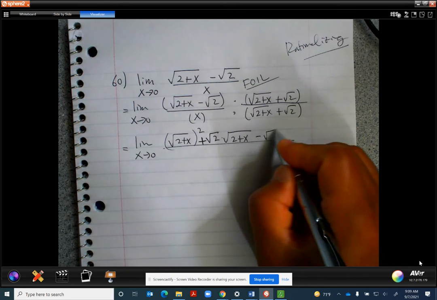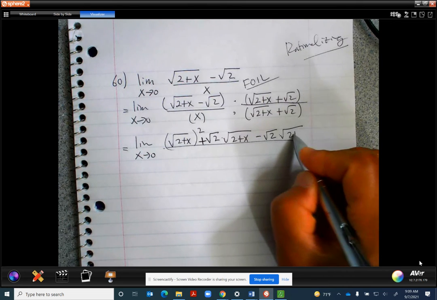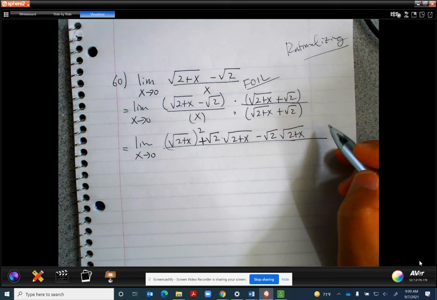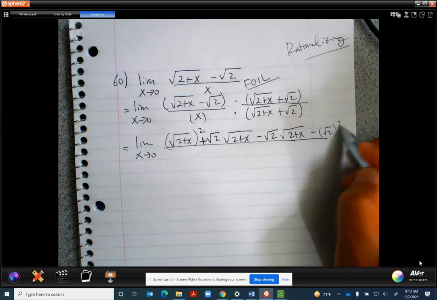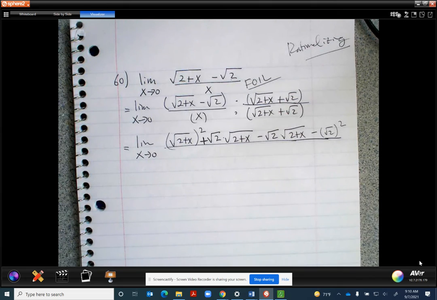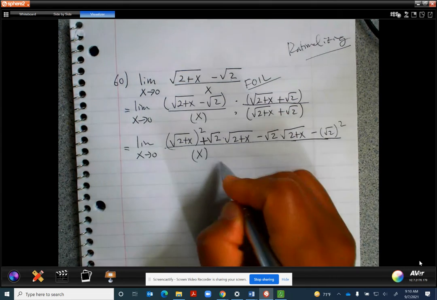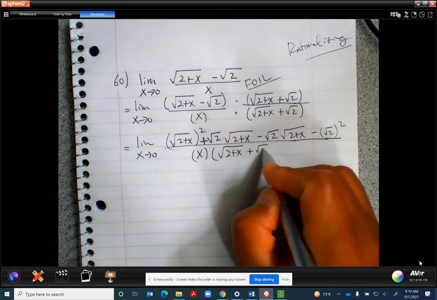Minus square root of 2 times... Very good. And then L, last one. Negative square root of 2 squared. Very good. That's it, guys. Okay? And then all over, do not multiply the denominator. Square root of 2 plus x plus square root of 2.